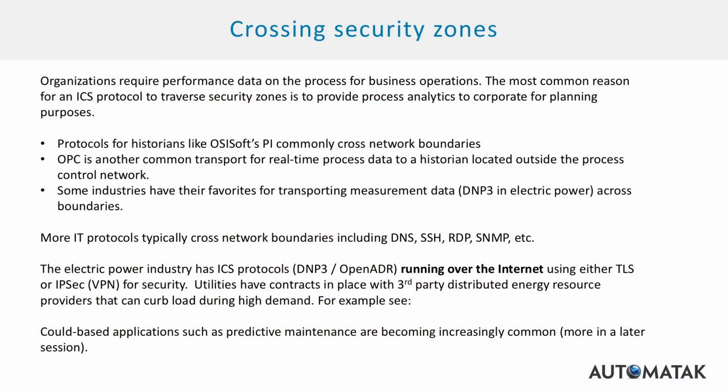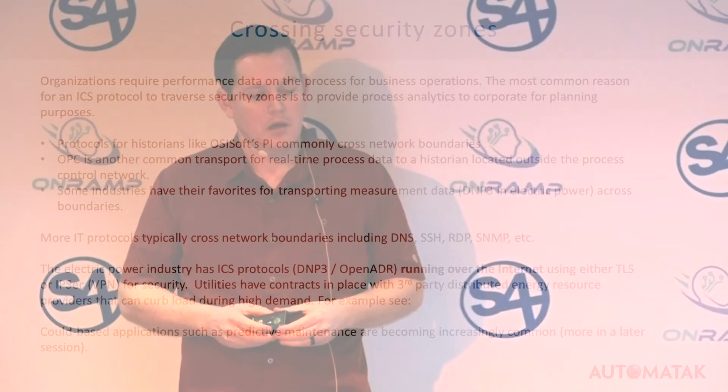Briefly, because I'm running out of time, let me talk about crossing security zones. If you talk about crossing from the OT network into the enterprise and through the DMZ, some of the most common protocols are things like historian protocols or OPC. Some industries have their favorite protocols for transporting things. You'll see DNP3 going across the DMZ in electric power. In some industries, we're starting to see ICS protocols actually running over the internet.